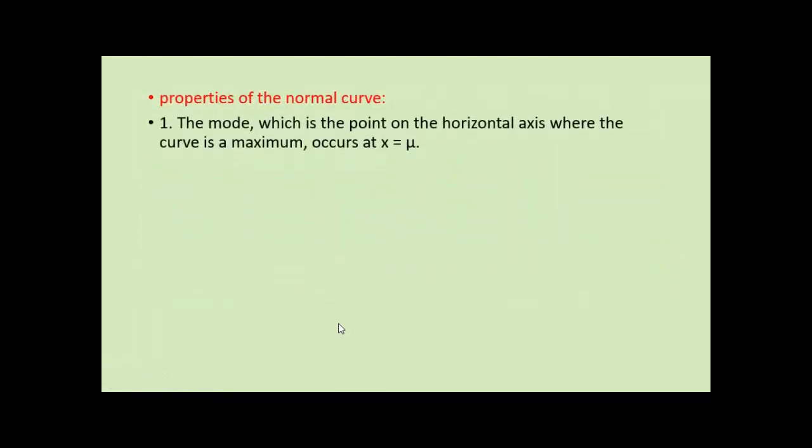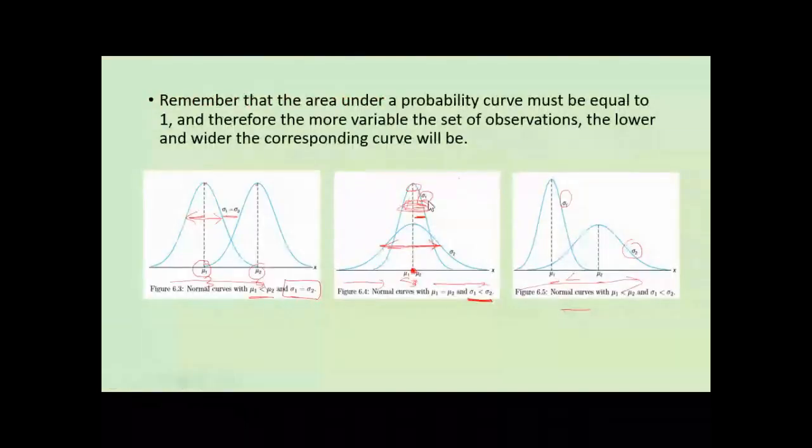Properties of the normal curve. First property: the mode, which is the point on the horizontal axis where the curve is maximum, occurs at x equal to mu. This is called the mode, the highest point. It occurs at x equal to mu, the mean. X takes all values from negative infinity to positive infinity. X takes some value mu, and that mu gives the mode.